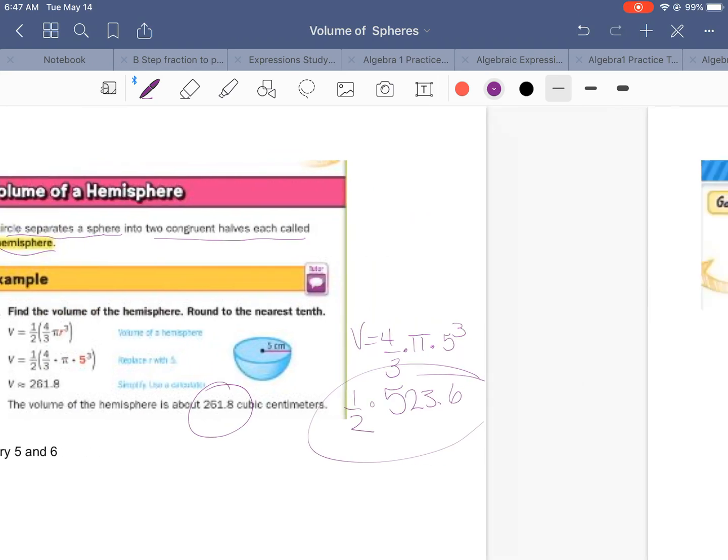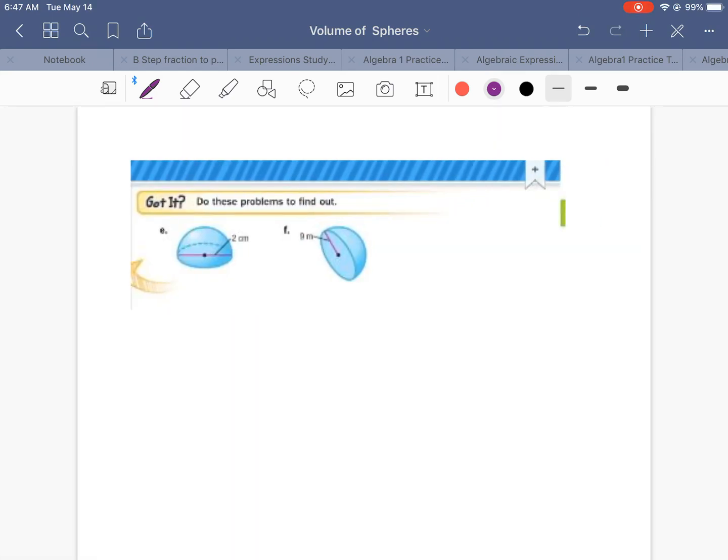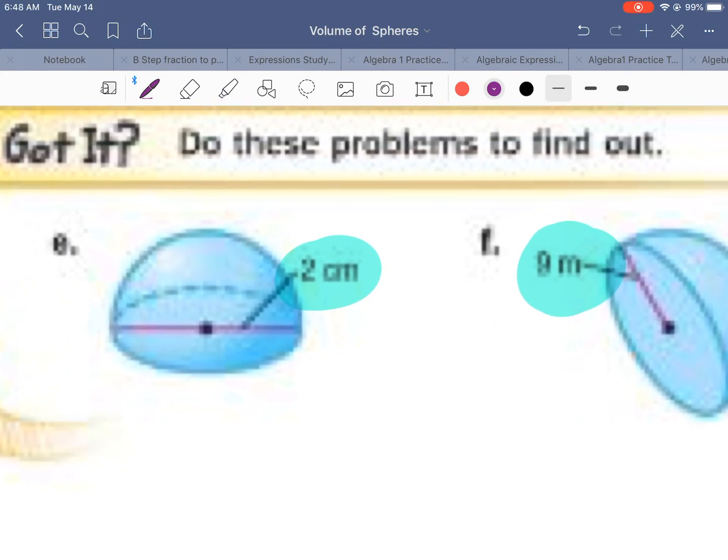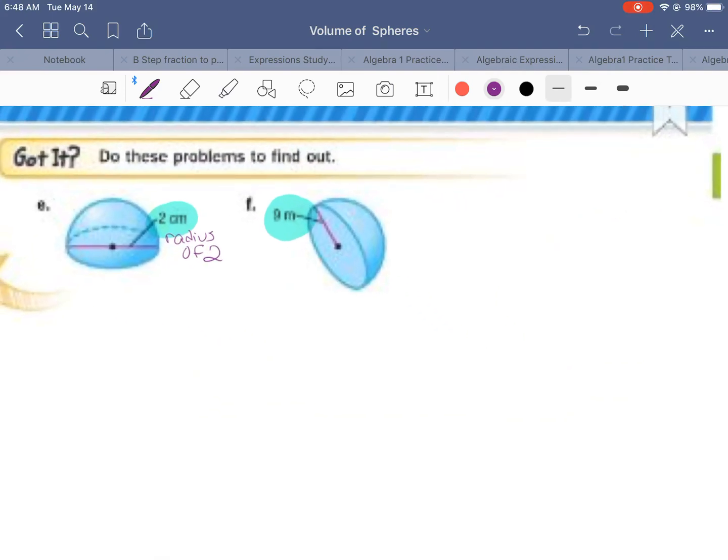Okay, you try number 5 and 6. This is, I believe, the radius on F, and I believe E, let me just check here real quick. It looks kind of like a diameter, but then it also looks kind of like a radius. It looks like a radius to me, so that's a radius of 2. We'll use that, because that's hard to tell based on the picture.